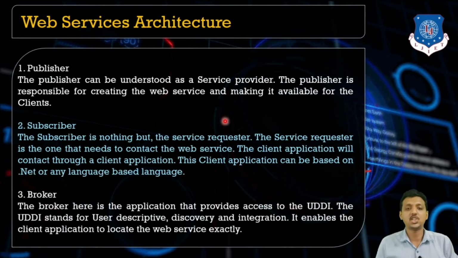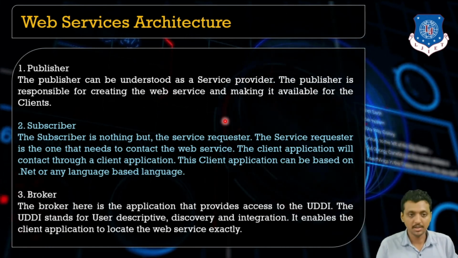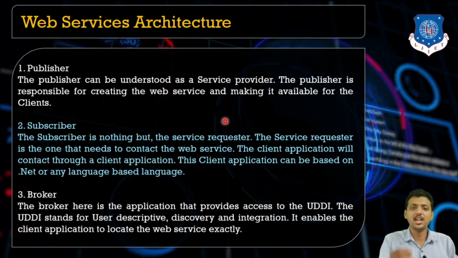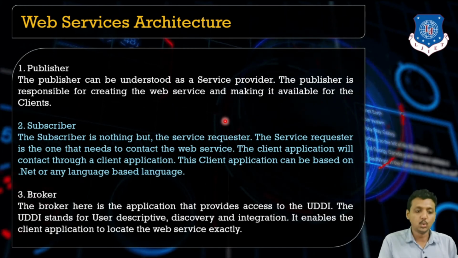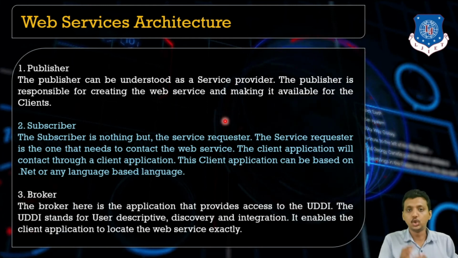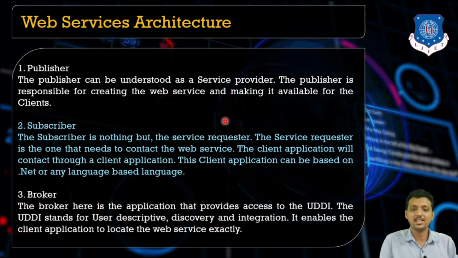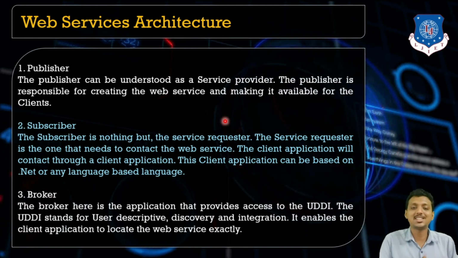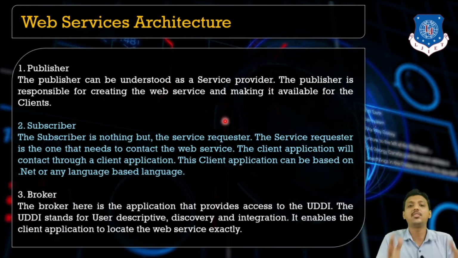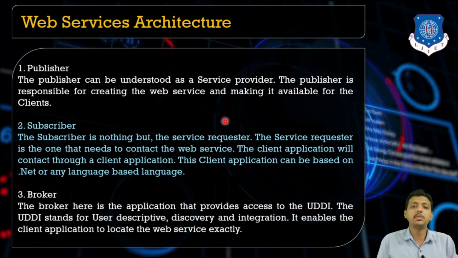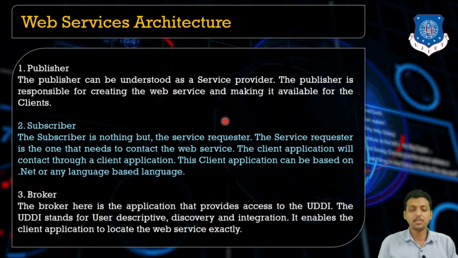What does the web service architecture have? See, there are three things: one is the publisher, the second is the broker, and the third is the subscriber. The publisher, in a single word, provides the services, or we can call it a service provider. Number two, the subscriber, is the user who is going to use the services provided by the publisher. And the broker is the application that provides access to UDDI, that means Universal Description, Discovery and Integration. It enables the client application to locate where the web service exactly is. So the broker is between the service provider and the client, or we can say between the publisher and the subscriber.